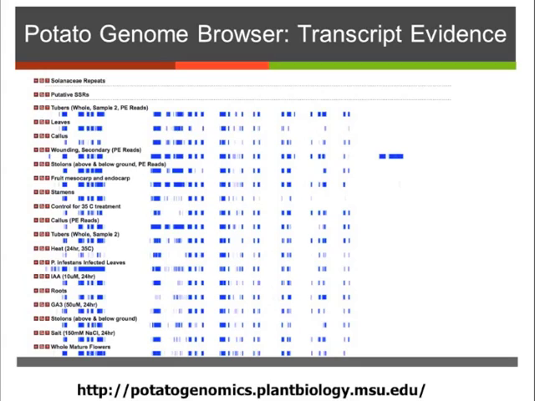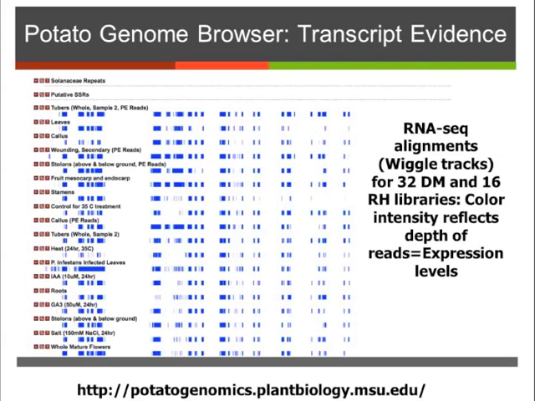So what's shown here are what's called the wiggle tracks, and what these are is the transcript evidence for that. Each one of these is a different library. So this is tubers, leaves, callus, wounding, and they're really just a heat map, intensity map of the expression that we detected using RNA-seq.